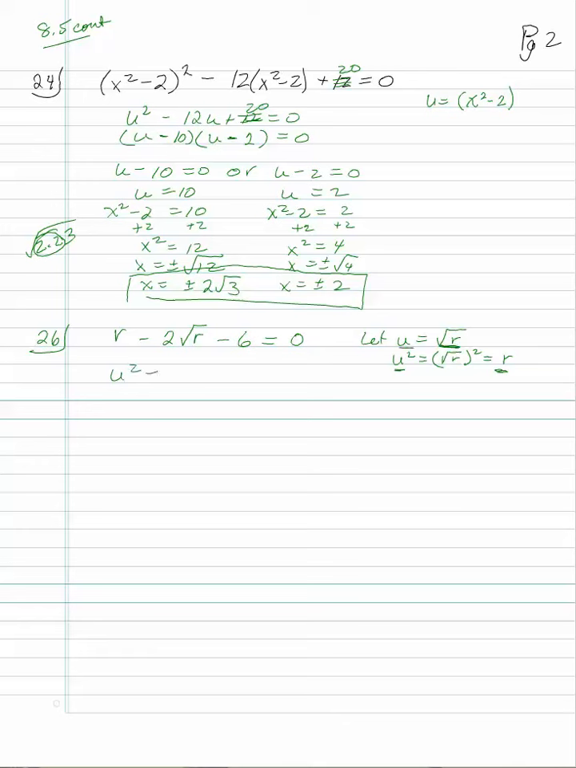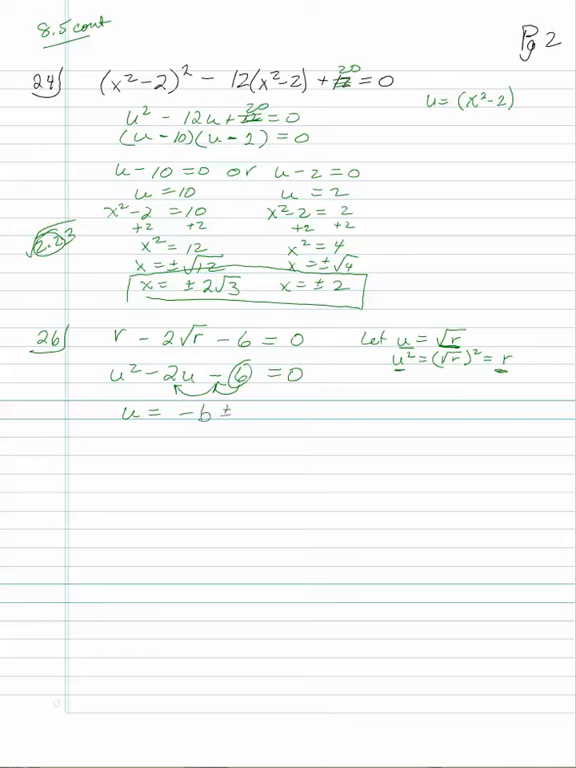Square root of r is going to be u. So this is 2u. You see now it looks like a quadratic equation. So what are factors of 6 that subtract to 2? 6 and 1, 2 and 3, none. So I have to use the quadratic formula.